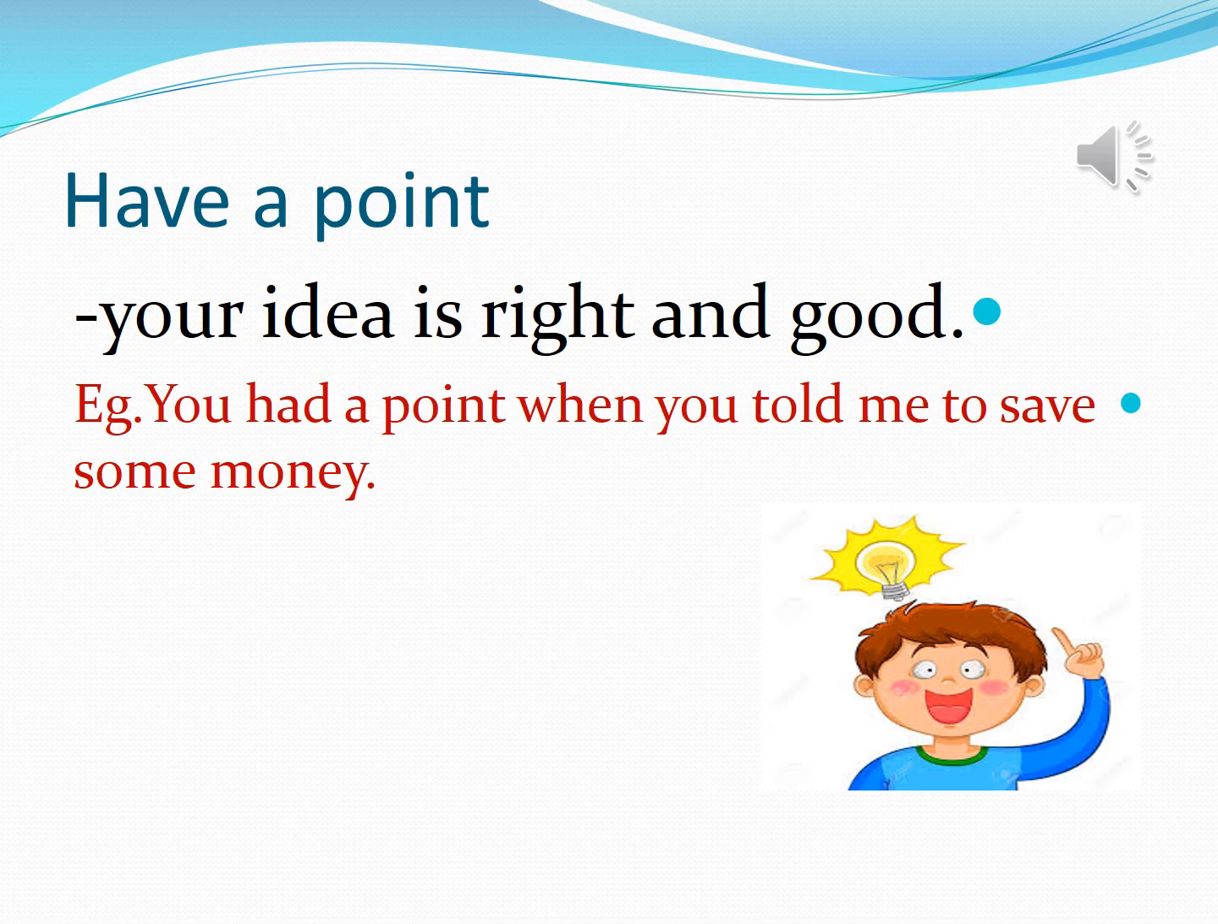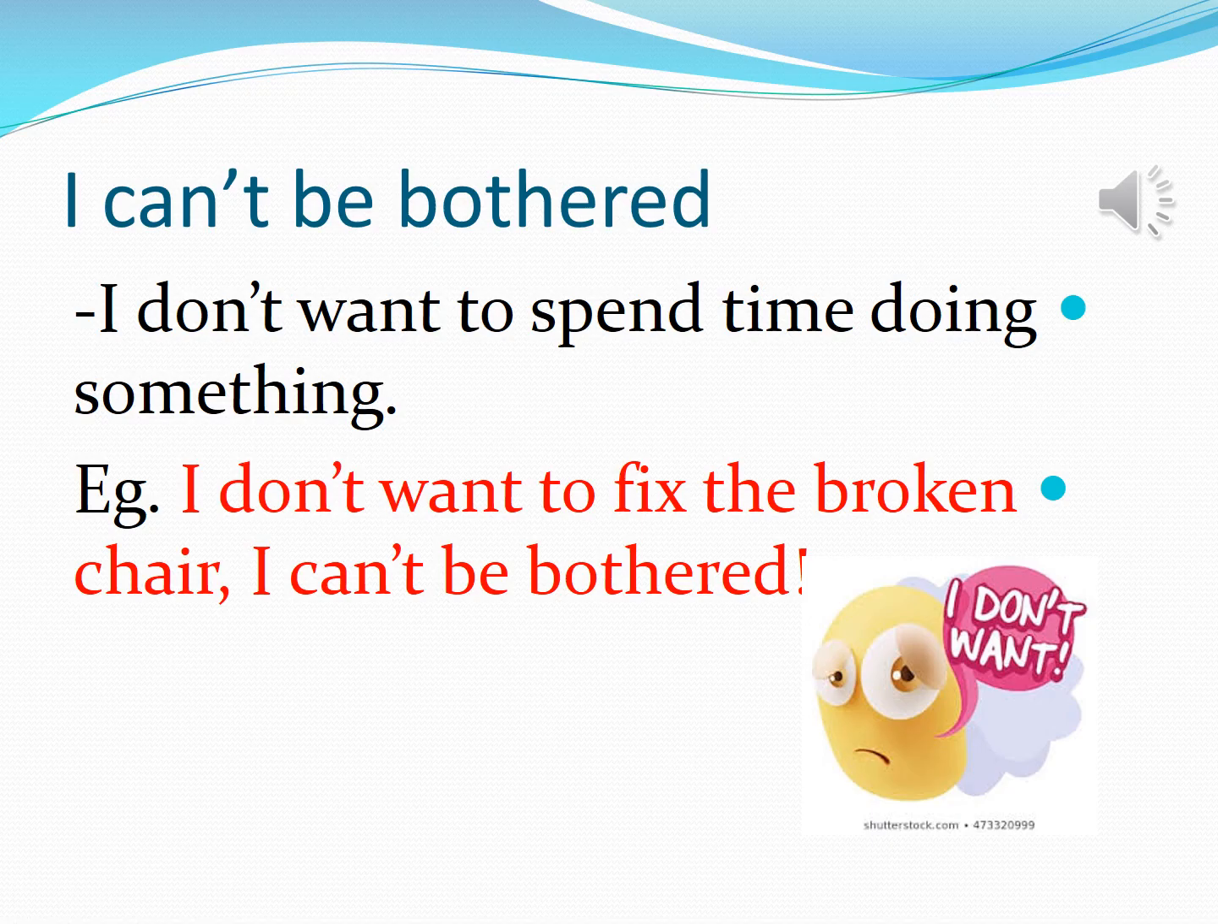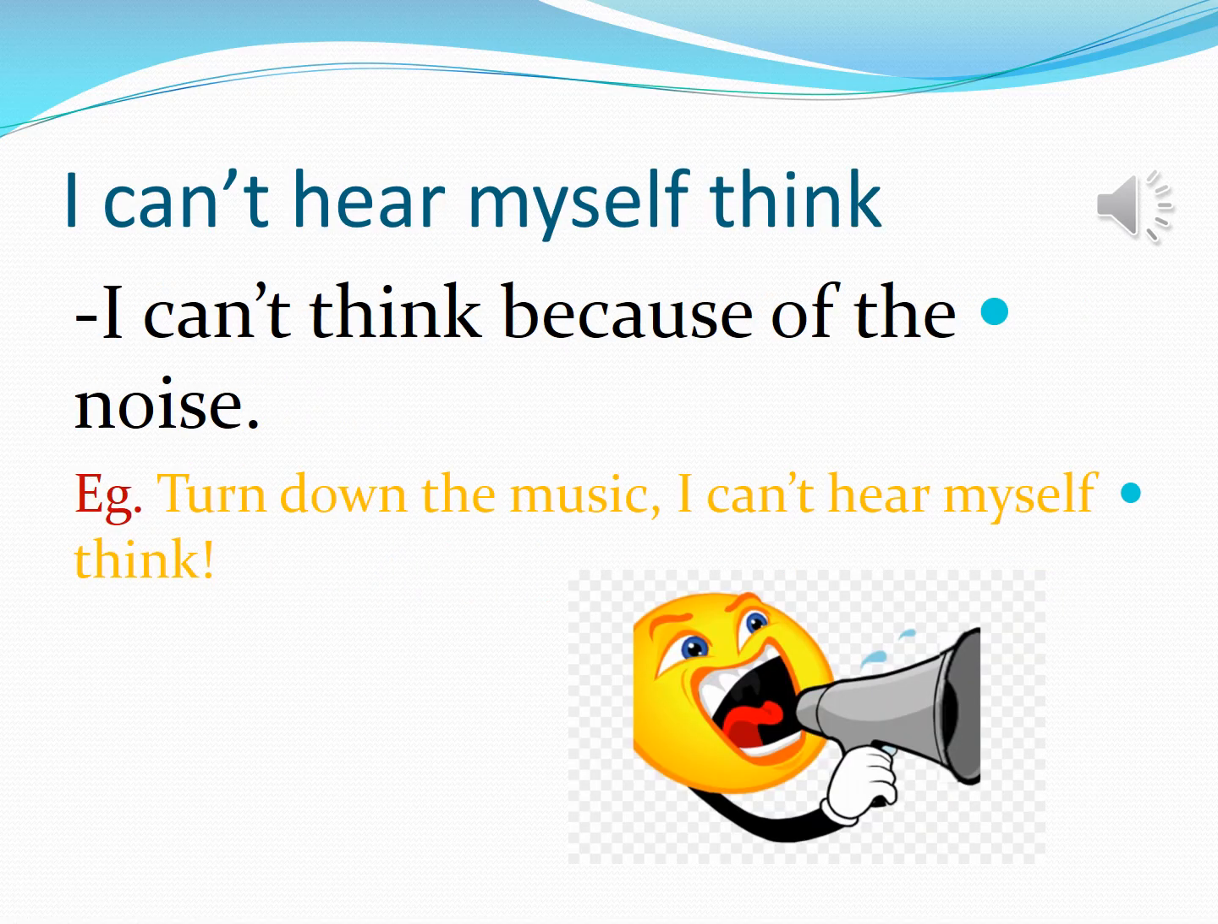Have a point. Have a point means to have an idea which is right and good. Example, you had a point when you told me to save some money. I can't be bothered. This is an expression to show that you don't want to spend your time doing something. For example, I don't want to fix the broken chair. I can't be bothered.